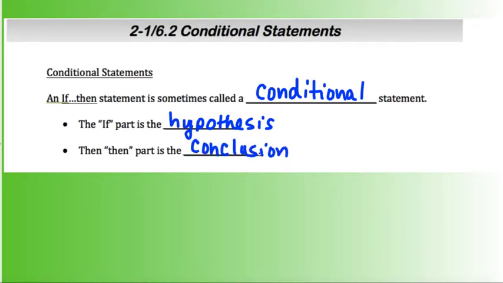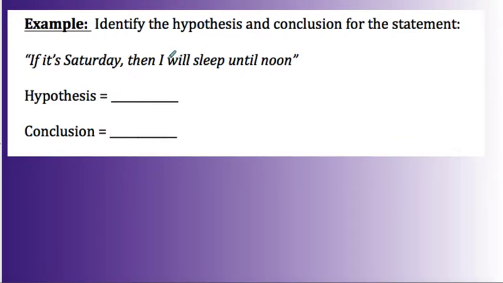And when we're writing these, sometimes we use symbolic notation. So for the hypothesis, we like to use the variable P. And for the conclusion, we like to use the variable Q. And I'm going to show you where that comes into play in a few minutes. All right, so let's look at an example.